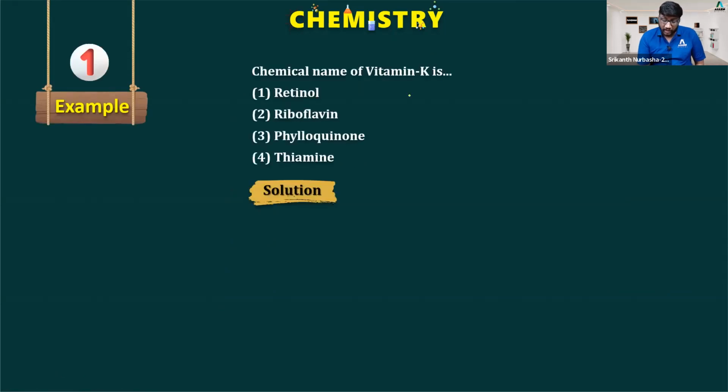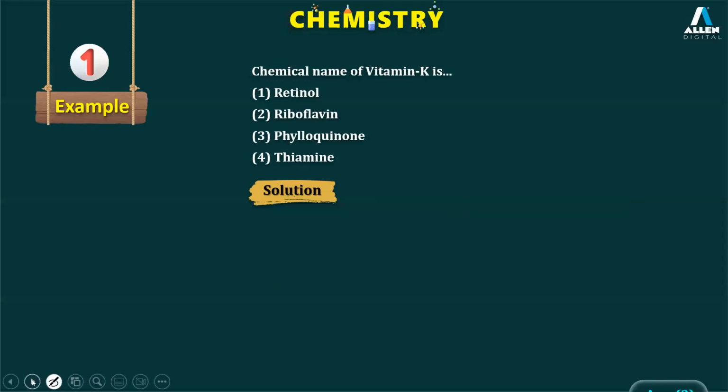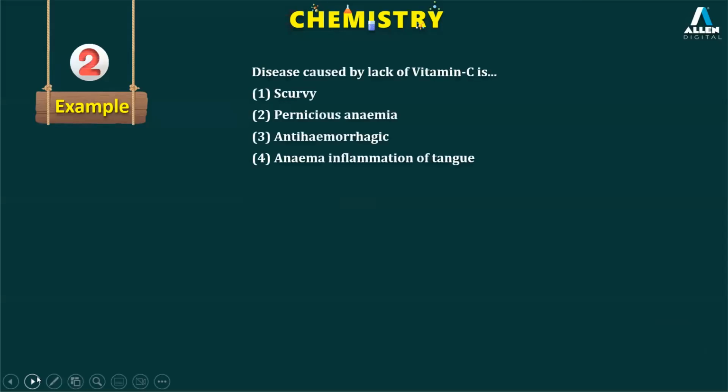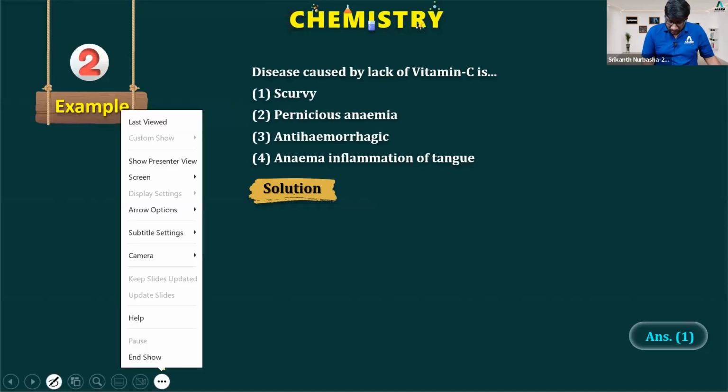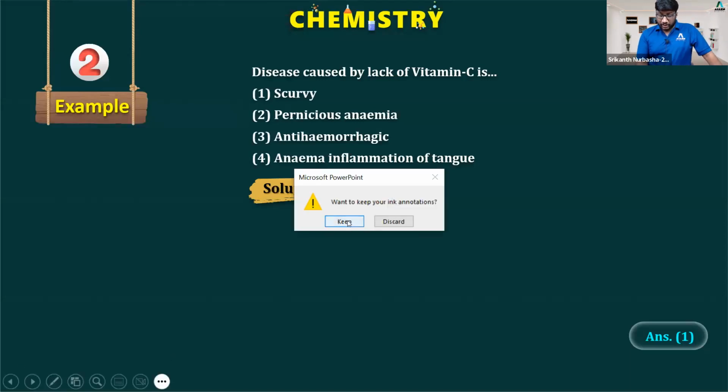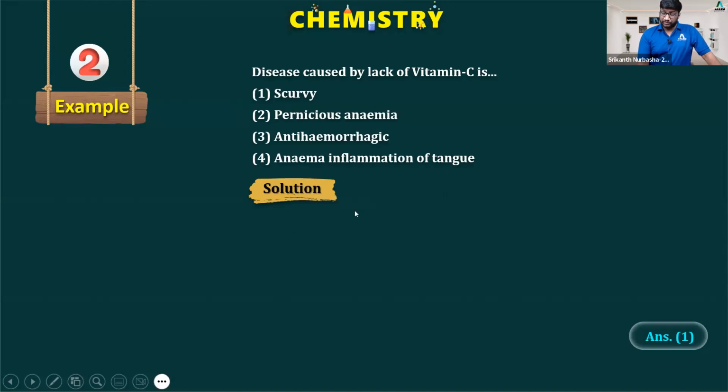Chemical name of vitamin K is? Phylloquinone. Disease caused by lack of vitamin C? Scurvy. Okay, so these types of questions you can expect from biomolecules. Just a second, we'll start with the new chapter named polymers.